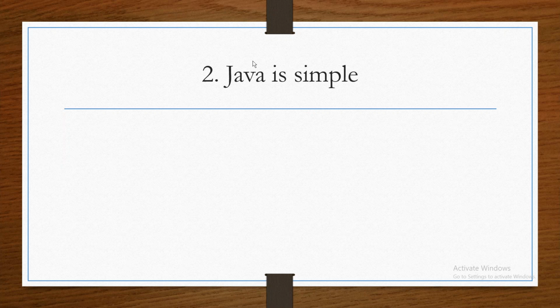Why? Because in Java, people removed a few concepts, like pointers and multi-threading. There are some concepts in C and C++ which are rarely used and which are confusing topics.